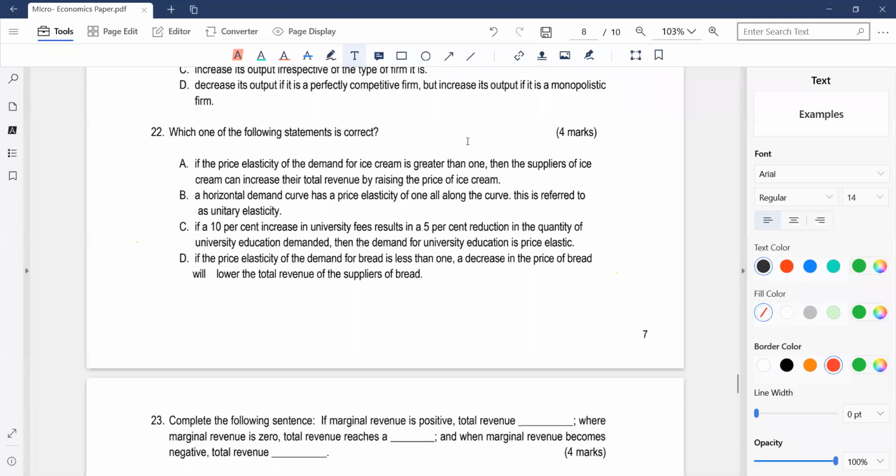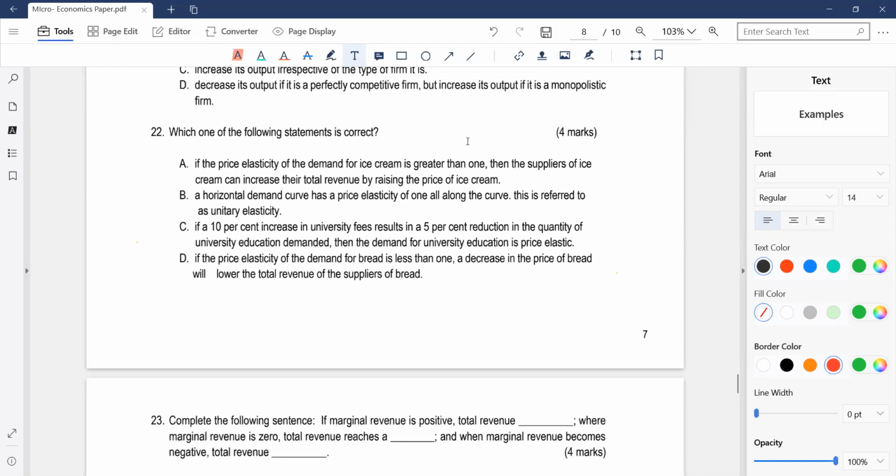Number 22. Which one of the following statements is correct? A: If the price elasticity of demand for ice cream is greater than 1, then the suppliers of ice cream can increase their total revenue by raising the price. No. They can never do that, because if the price elasticity of demand is greater than 1, it means quantity demanded is very responsive to a change in price. If you increase the price, quantity demanded is going to drop significantly. You will not increase your revenue by doing that. So the answer is not A.